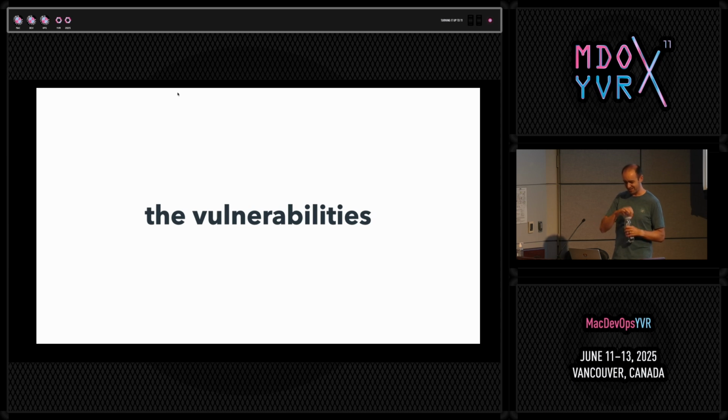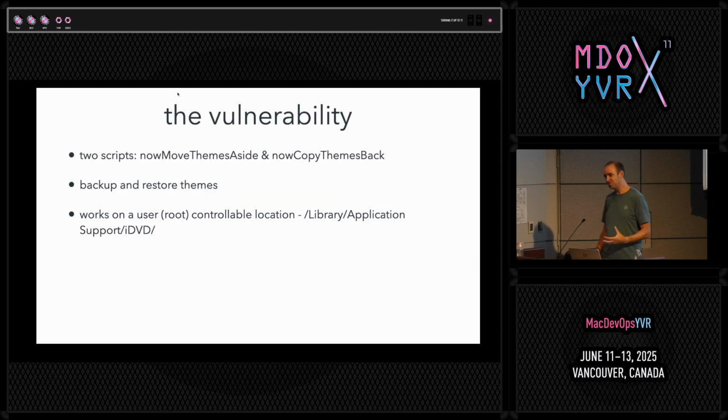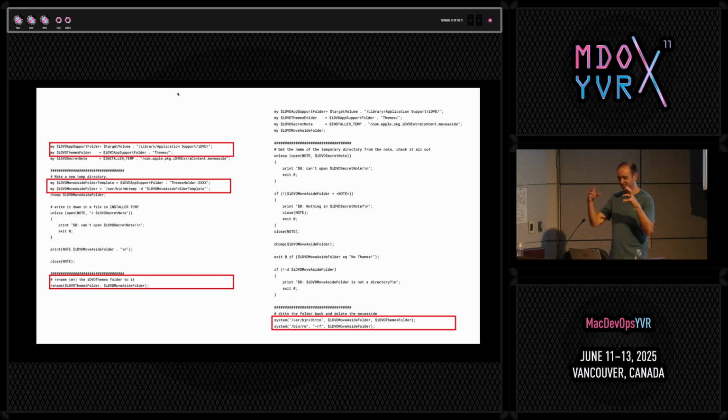So now to the actual vulnerabilities. This was in the iDVD extra content package, and this gave us a full SIP bypass. Again, the goal was always to override that TCC plist file. It contained two scripts, move themes aside and copy themes back. Basically, it was a script to back up and restore the iDVD themes you have on the system. The problem is that it was working in a user-controllable location like Library/Application Support/iDVD. So what it did, it basically created a temp folder where it backed up the themes, and at the very end, using ditto, it restored the themes.